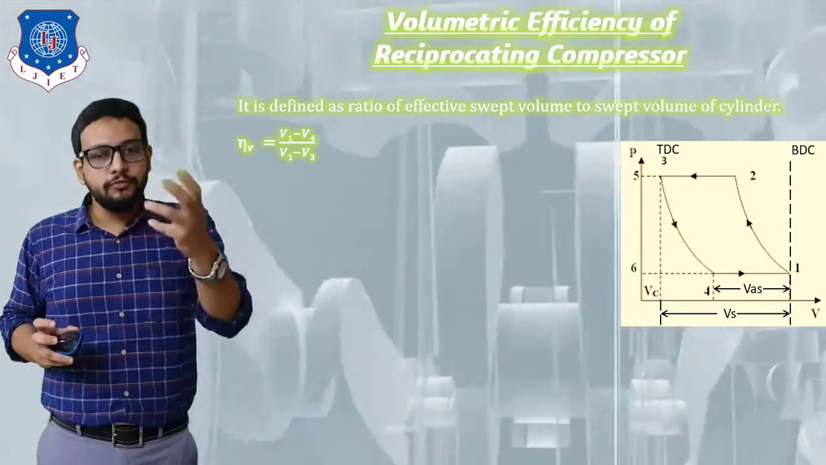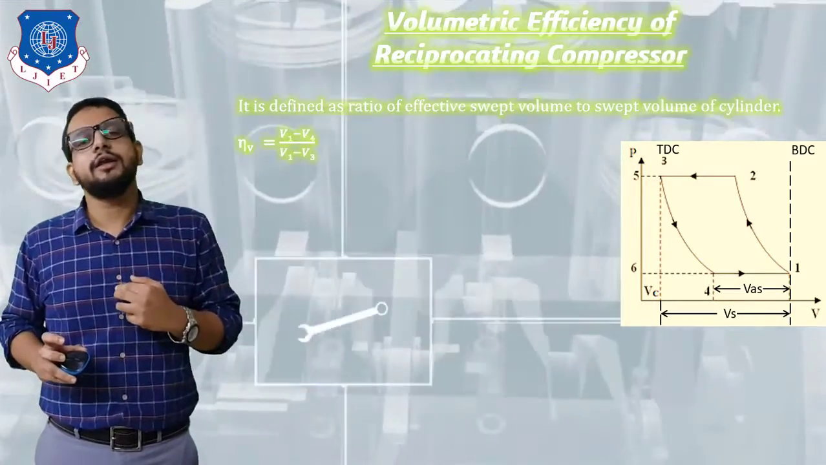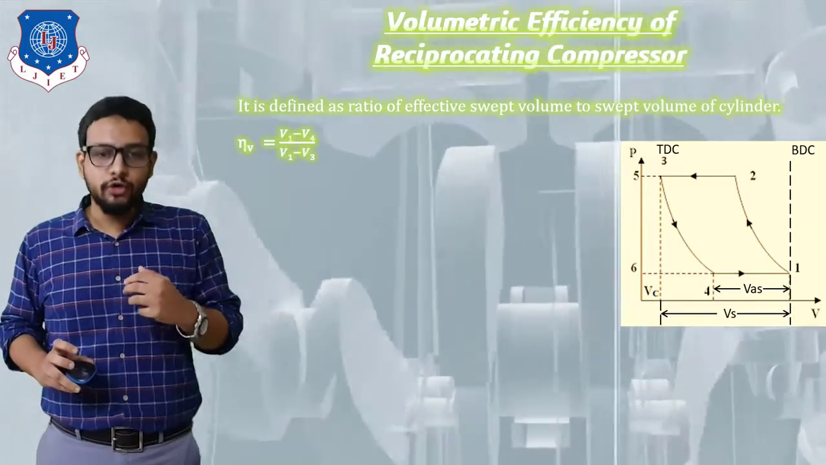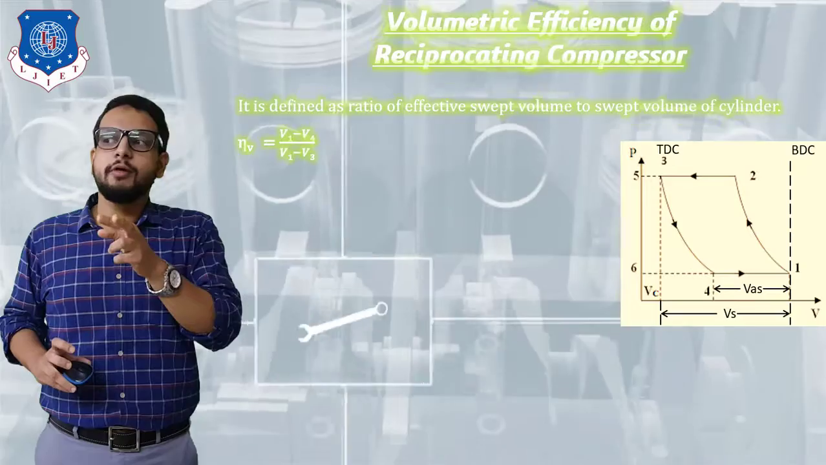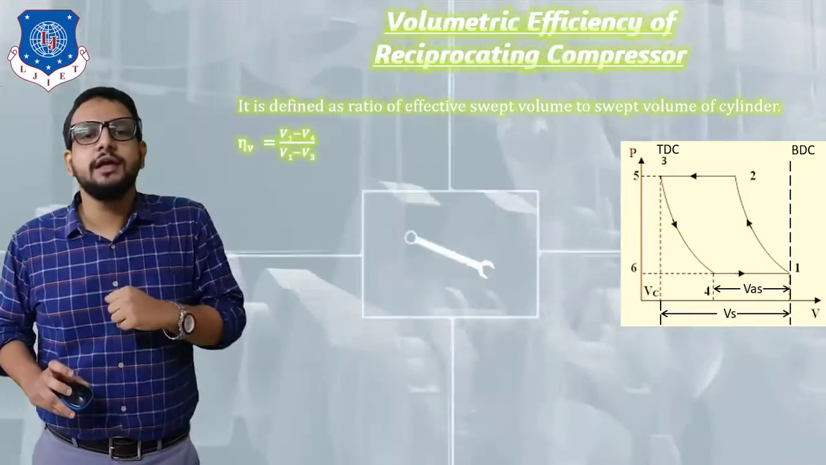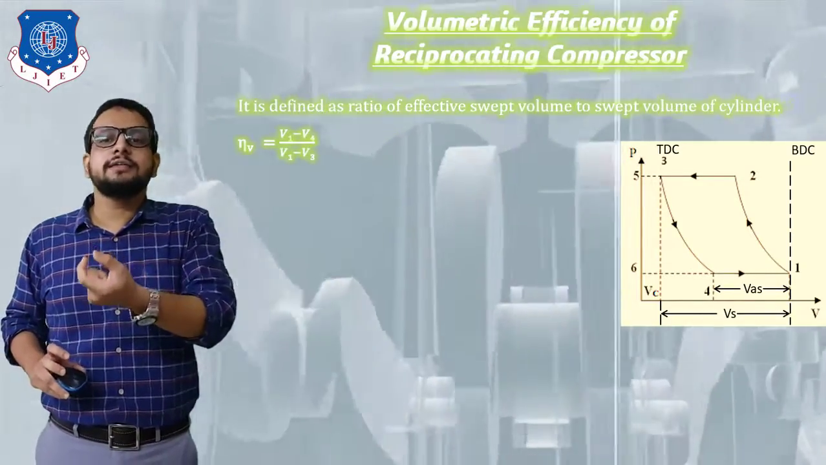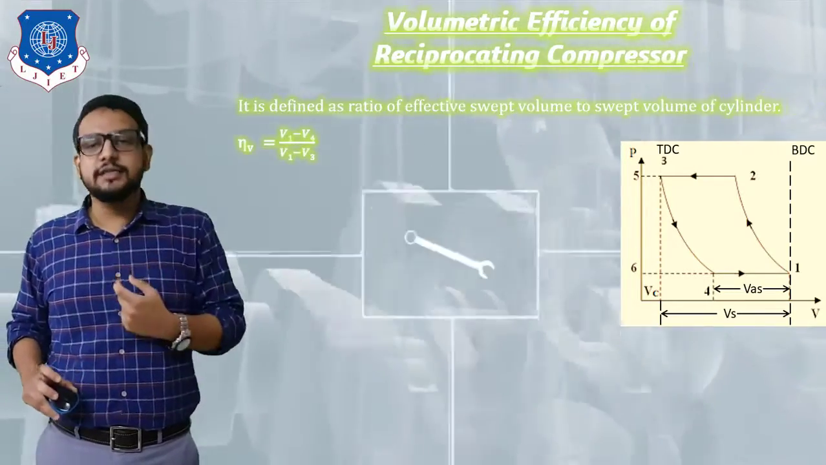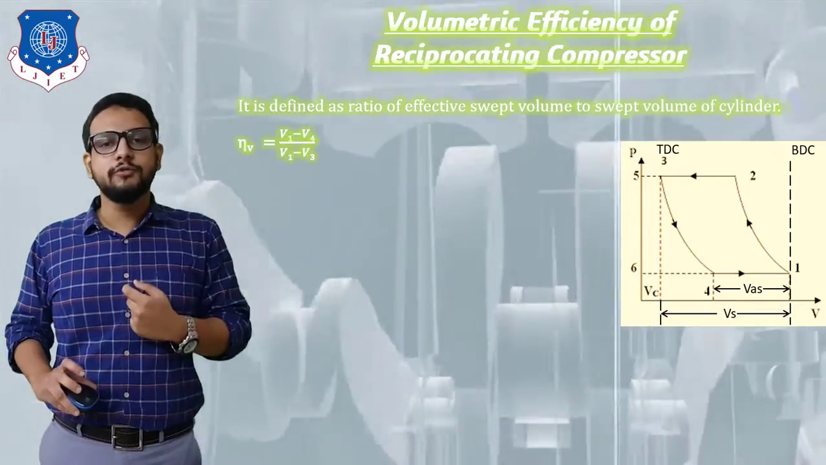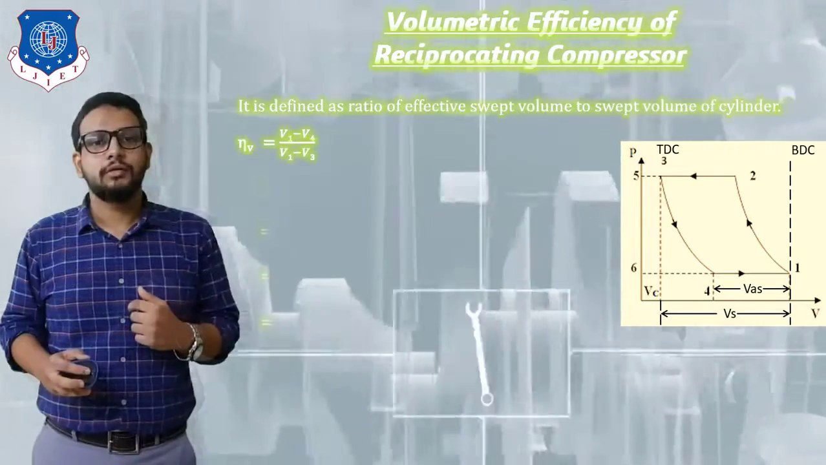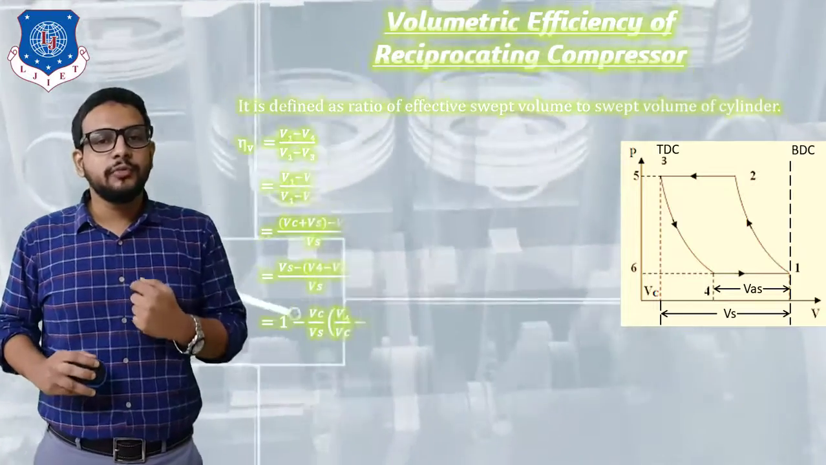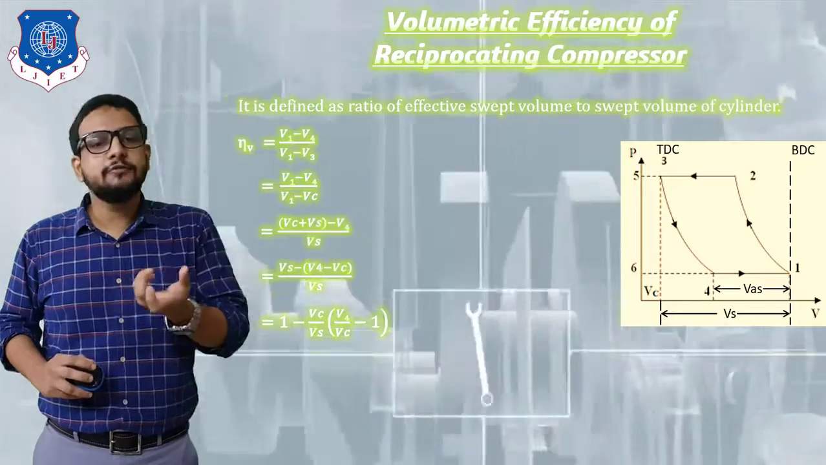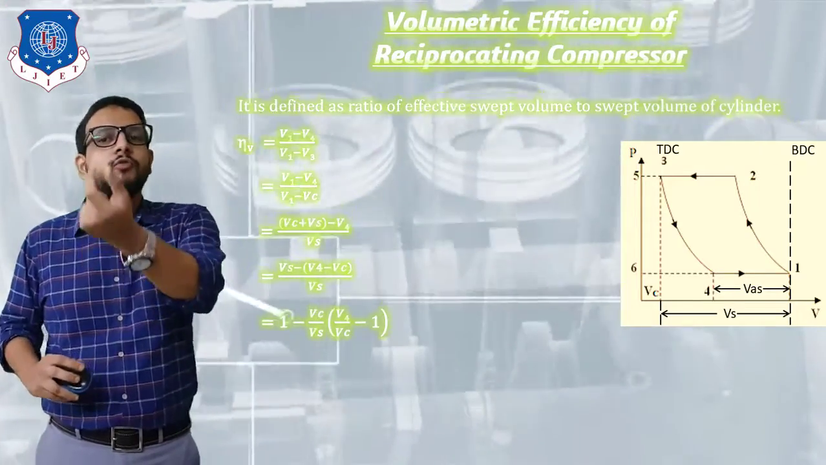Now we have to represent it mathematically, so I have written eta V, that is volumetric efficiency, is equal to V1 minus V4. This can be obtained directly from our PV diagram. As you can see, effective swept volume Vas is equal to V1 minus V4, and Vs, that is our stroke volume of a cylinder, is equal to V1 minus V3. So in the next step, I have written V1 minus V4 upon V1 minus Vc. Vc is the clearance volume which is equal to our volume V3.